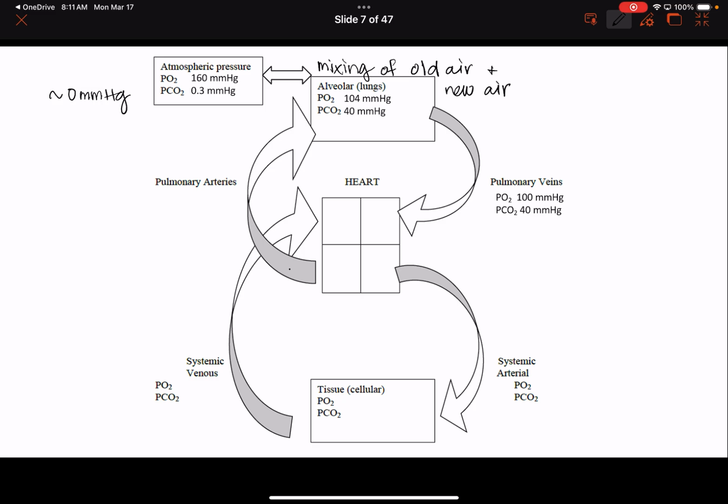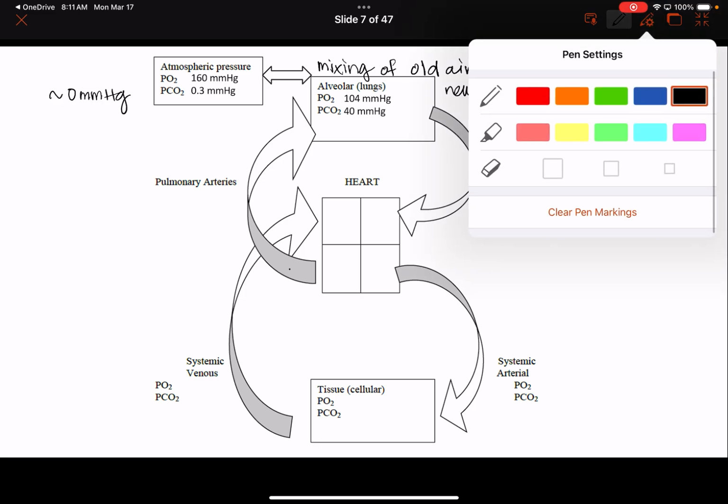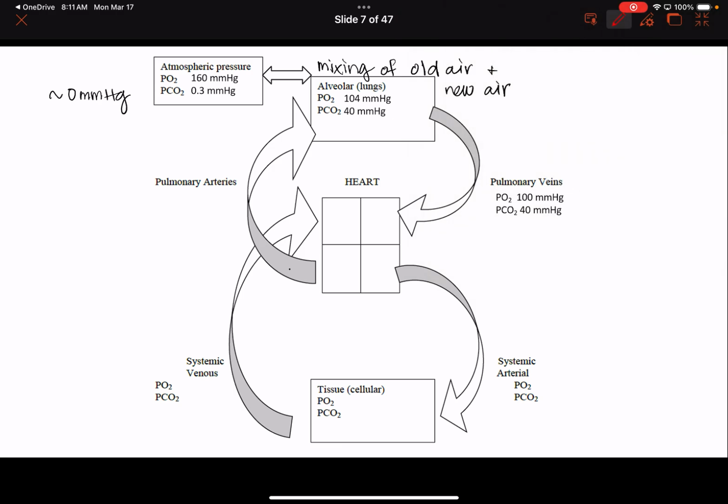From our pulmonary veins, are these pulmonary veins now going to be oxygenated or deoxygenated? Oxygenated. We just picked up oxygen from the lungs. So we're going to go through the left atrium, and I'm doing red for oxygenated. We're going to go through the left atrium, past which valve to go to the left ventricle? Bicuspid valve to the left ventricle, up and out the aortic semilunar valve, out the aorta, and to our systemic arteries.